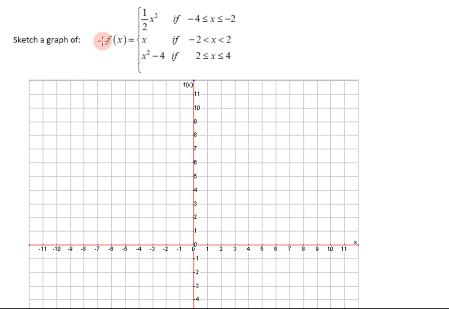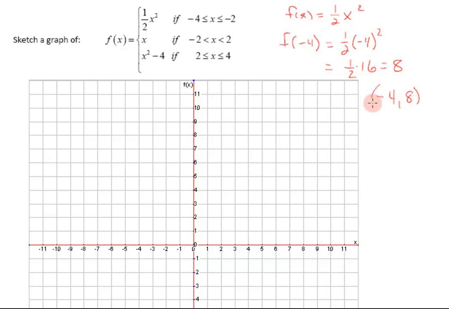So what I'm going to do is start with this. F of x equals 1/2 x squared. Just start with the first one. I'm going to put -4 in here. So I'm going to do f of -4. I get 1/2 times -4 squared. Well, -4 squared is 16. So I have 1/2 of 16, which is 8. So I put a -4 in, I got an 8 out, and that represents a point. -4, 8, right there. Draw a closed circle because of the equal to sign.